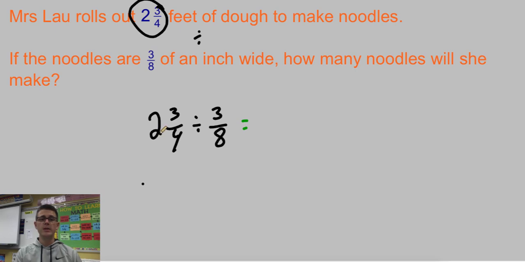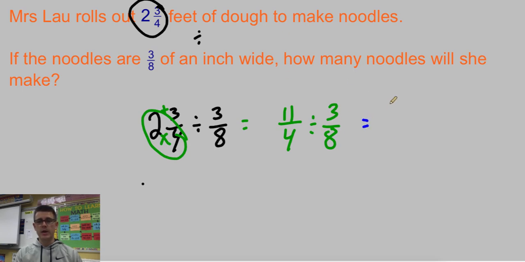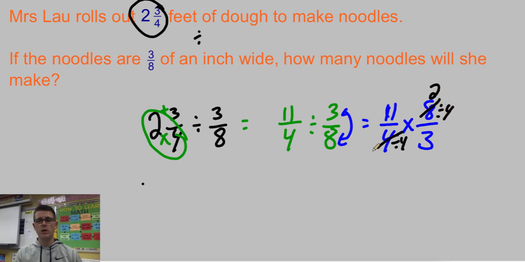But we do have a mixed number, so we have to change it to an improper fraction. 2 times 4 is 8, plus 3 is 11/4, divided by 3/8. Now we rewrite it as a multiplication problem. Again, 11/4 doesn't change. That's how much dough we have. But now we make it multiplying times the reciprocal, which is 8/3. Flip that second fraction. Now we cross simplify. In this case, there's only a little bit. 8 and 4 can be divided by 4.